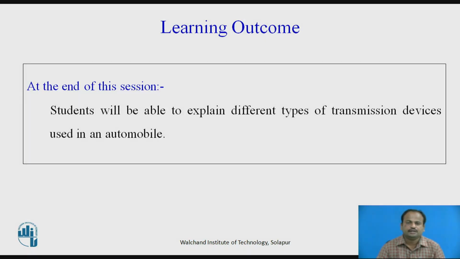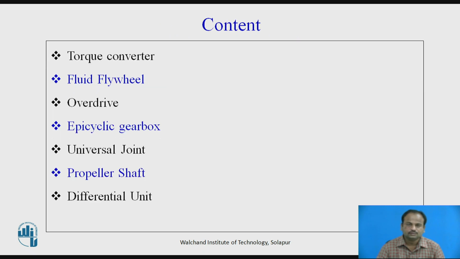Learning outcome. At the end of this session, students will be able to explain different types of transmission devices used in an automobile. In this particular session, we are going to discuss torque converter, fluid flywheel, overdrive, epicyclic gearbox, universal joint, propeller shaft, differential unit.